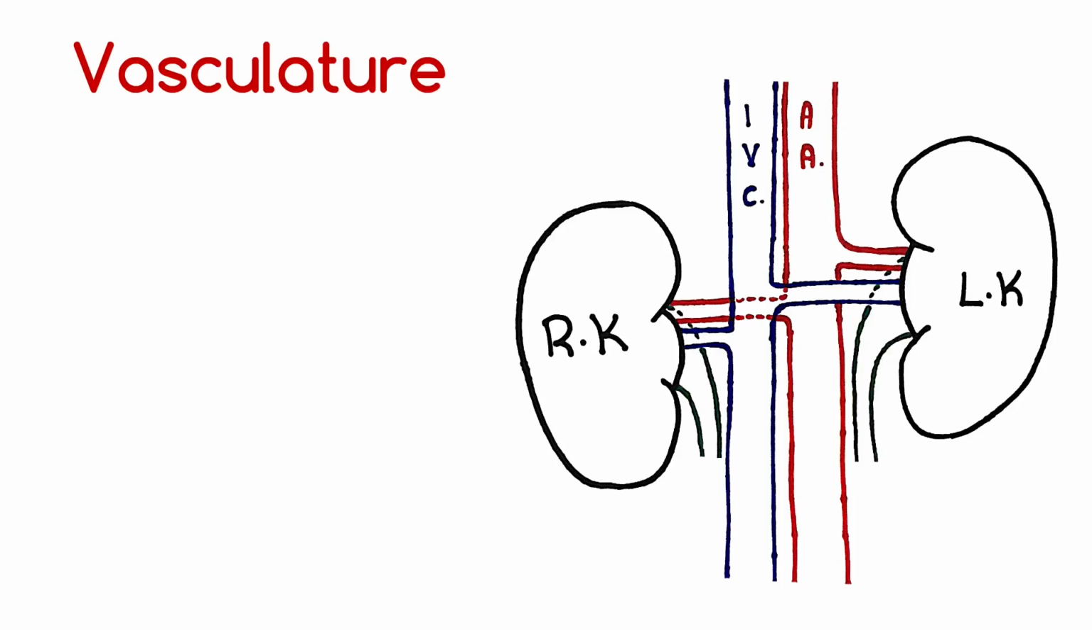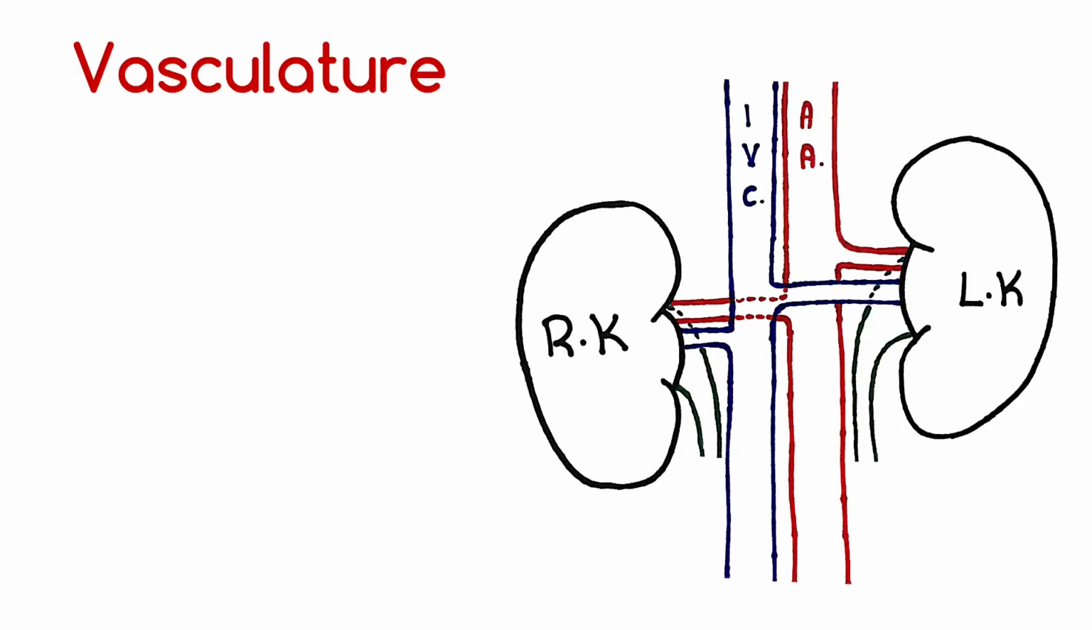We can also see here that the right renal artery is longer than the left, and that's because the abdominal aorta is positioned slightly to the left of the midline, and also because the renal artery has to cross the inferior vena cava posteriorly in order to get to the right kidney.